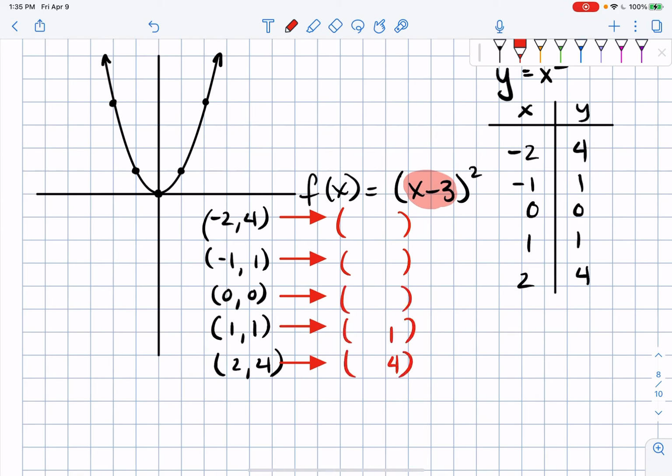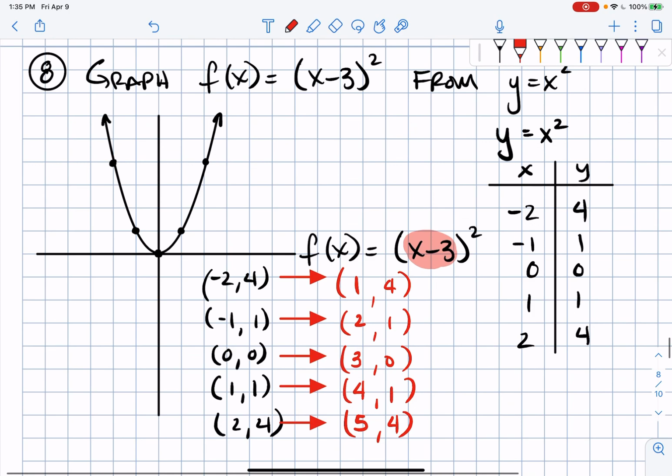So 4, 1, 0, 1, 4. Okay? But it's going to move that negative 2 to the right 3 times. It's going to now become a positive 1. Moves the negative 1 to the right 3 times. It's going to be 2. Moves the 0 to the right 3 times. It's going to be 3. Move the 1 to the right 3 times. Now it's going to be 4. Move to the right 3 times. Now it's going to be 5.